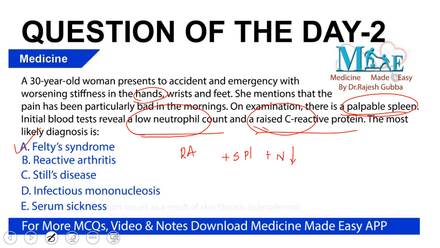Rheumatoid arthritis is an inflammatory arthritis. So that is the reason why there is raised C-reactive protein. And all other options I have ruled out. Reactive arthritis, the triad is not there. Still's disease, age is not matching. Infectious mononucleosis, only splenomegaly will be there, right? Whereas in serum sickness, you will not have this arthritis as well as the neutropenia. So that is the reason why the answer to this question is Felty syndrome.